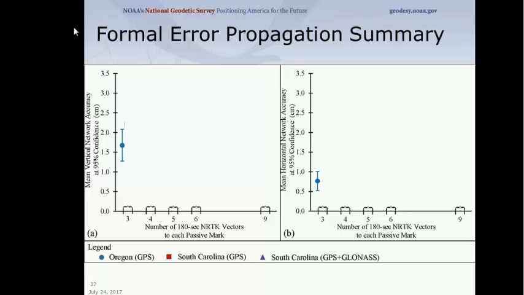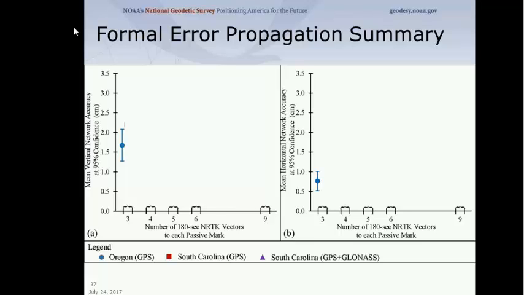The chart on the left is vertical. So all the 18 marks, they were somewhere between 1.3 to 2.1 centimeters vertically in terms of ellipse side height. And then the chart on the right shows what the formal accuracy estimates were, pretty much all sub-centimeter horizontally.